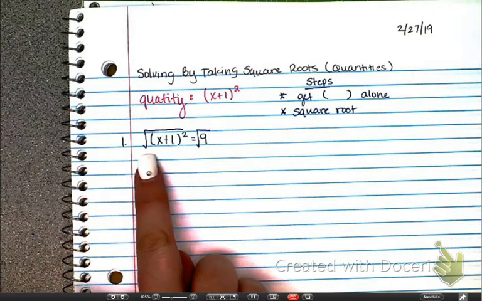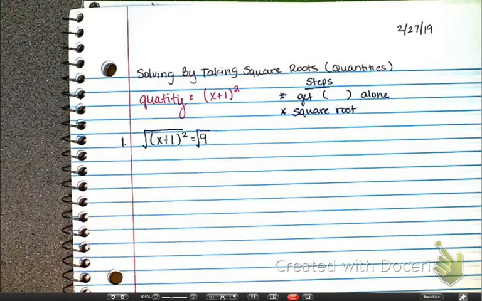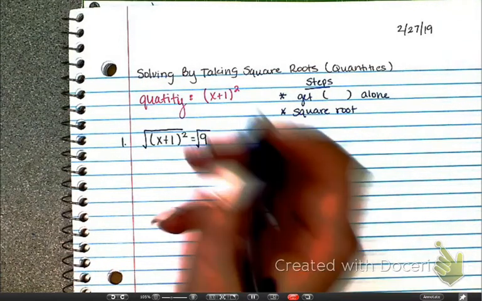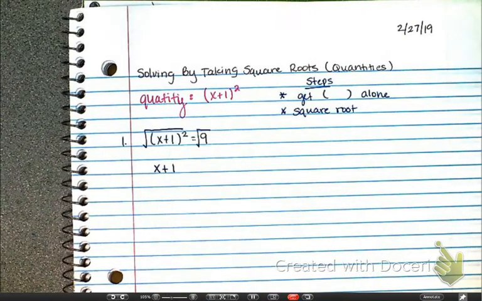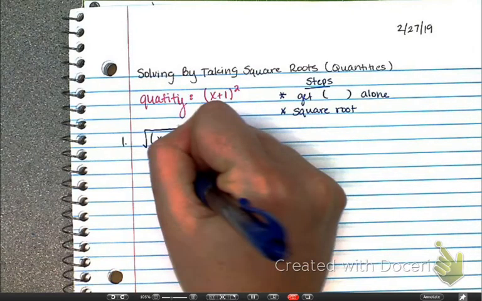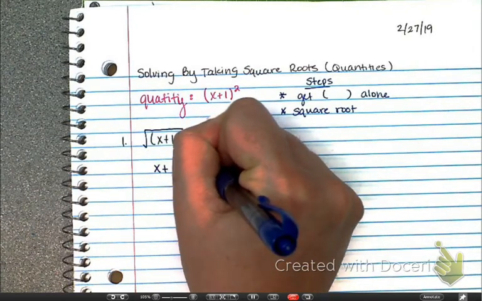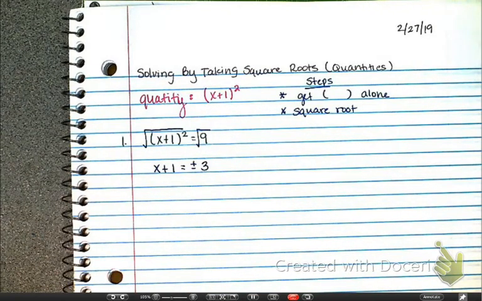what is the square root of x plus 1 squared? X plus 1, because the square and the square root cancel, just like it has been. So we're left with just what's inside the parentheses, the x plus 1, and the square root of 9 is 3. We can't forget our plus or minus. We're still solving. So I took the square root of both sides, and I'm left with x plus 1 equals plus or minus 3. Everyone okay with that? Yeah.